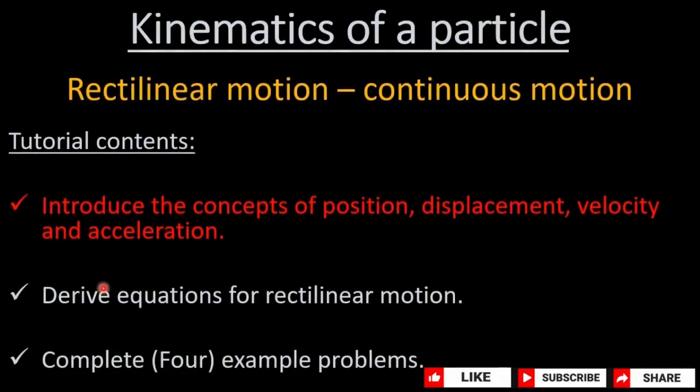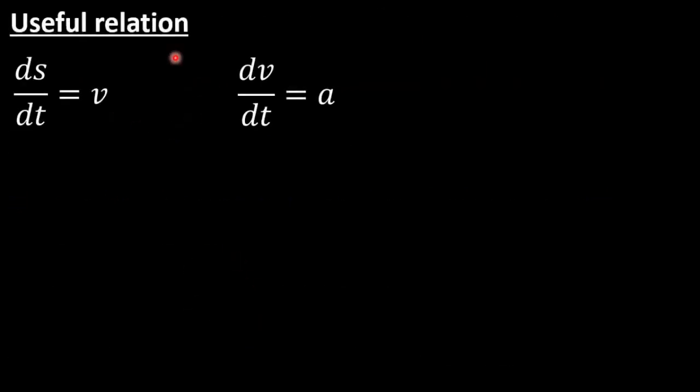Okay, so now we've talked about position, displacement, velocity, and acceleration. Now we are going to derive the equations for rectilinear motion. So let's continue on. There's a useful relation we're going to talk about. First we're going to take the two expressions we had for velocity and acceleration. So we knew velocity is ds/dt, and we know a is dv/dt.